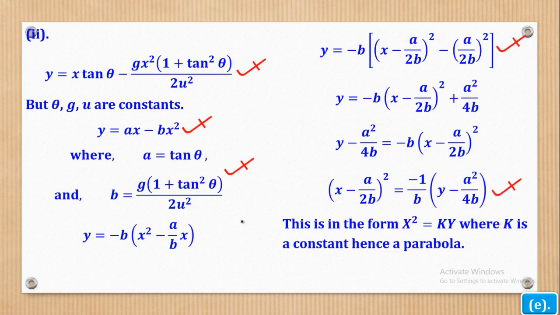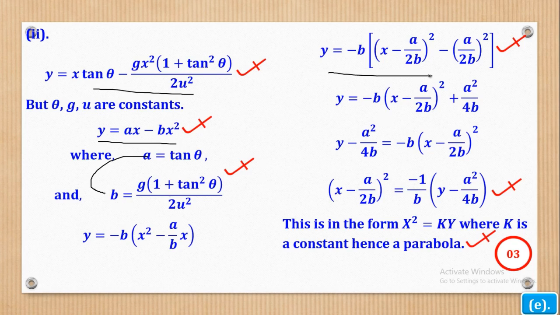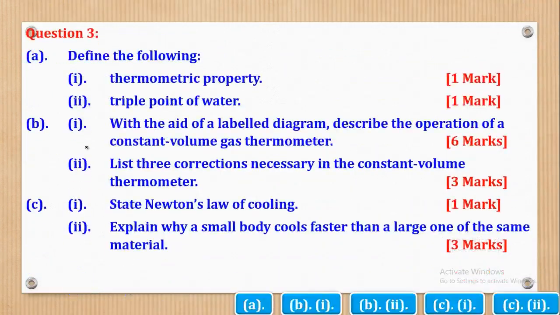So now let's see marks for this slide. Half a mark for stating the equation of trajectory, half a mark for reducing it by substituting with constants a and b, half a mark for completing squares, half a mark for expressing in the required expression of a parabola, then half a mark for concluding. So that was question 2. Now we shall go to question 3.